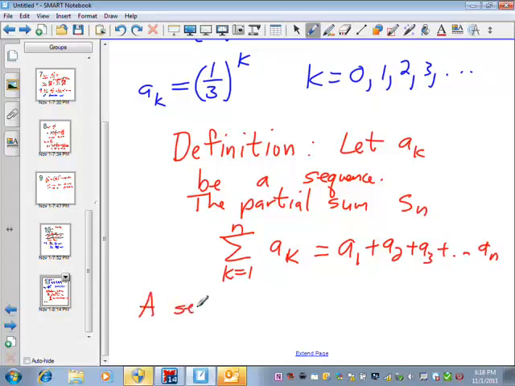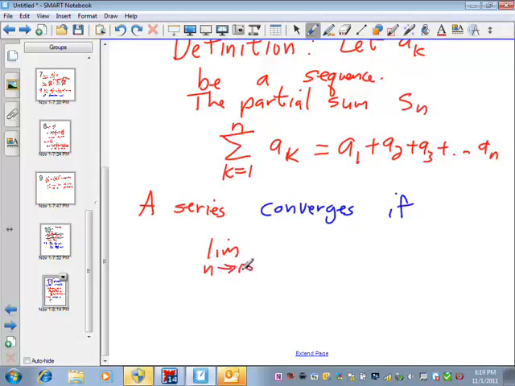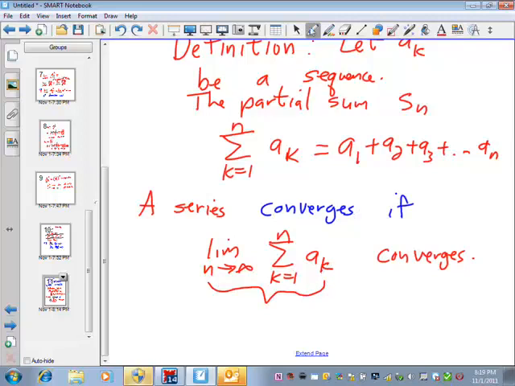A series converges if the limit as n tends to infinity of the sum k equals 1 to n of a sub k converges, as that gets closer and closer to a number. We have notation for this. We're going to call this the sum k equals 0 to infinity. Suppose we'll start at 0. So if I have an infinity here, it means that I'm just taking a limit of a finite thing.